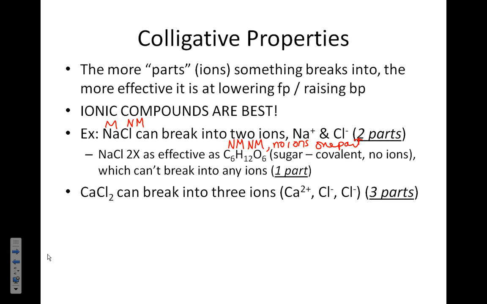But this will also mean that not all ionic compounds are created equal either. Calcium chloride, CaCl2. If you look at this formula, there are 3 ions in this thing because it's CaCl2. I get 1 calcium but 2 chlorides. So I put in 1 CaCl2 and I get from it a calcium 2 plus ion, a chloride ion, and a second chloride ion. There are 3 parts to this particular compound, which means that it is even better than sodium chloride, because this is like a 3-for-1 sale. You put 1 on, you get 3 out. So this is 3 times as effective as sugar, and it's 50% more effective than the NaCl.